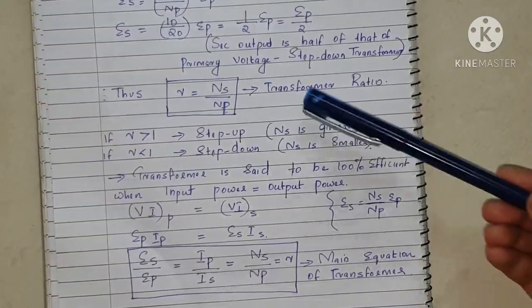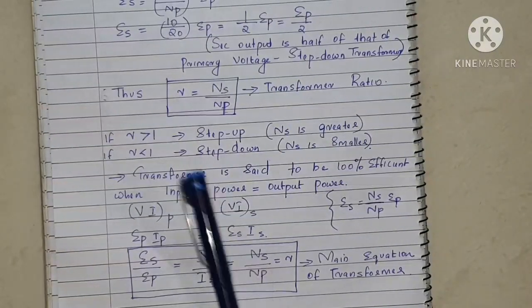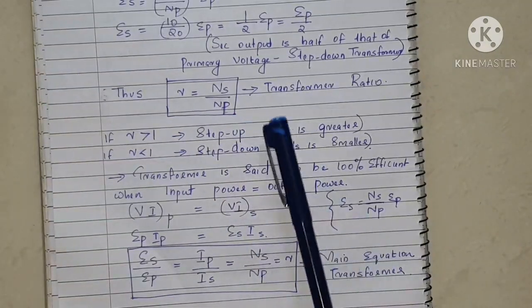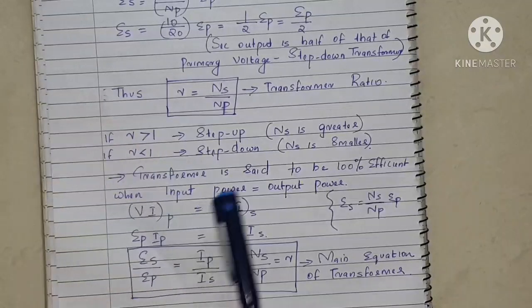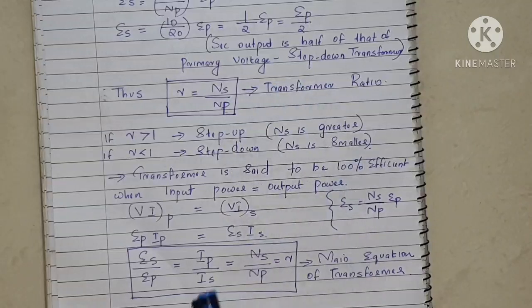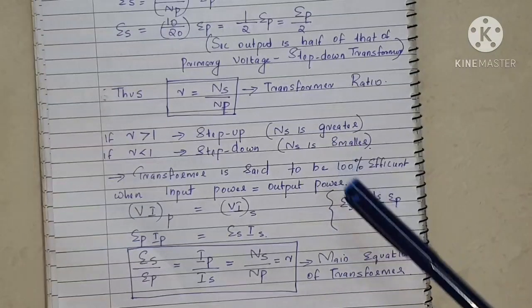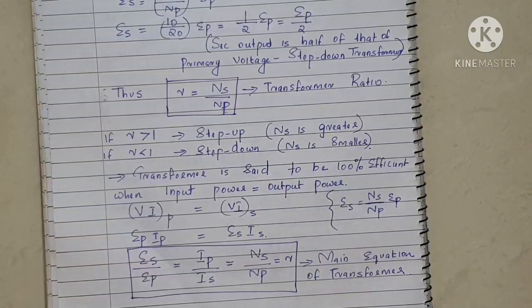So, we can write this equation NS by NP equal to R or K. Any variable we can use, R or K, which is equal to NS by NP, is known as the transformer ratio. If R or K is greater than 1, which means the numerator is greater, NS is greater, which means the secondary turns are greater, which is a step-up transformer. If R is less than 1, NS is the smaller value, which means the number of turns in the secondary is smaller, which means it is a step-down transformer.